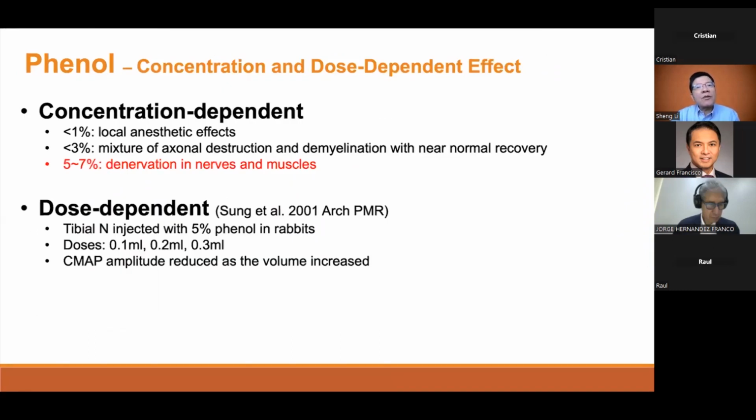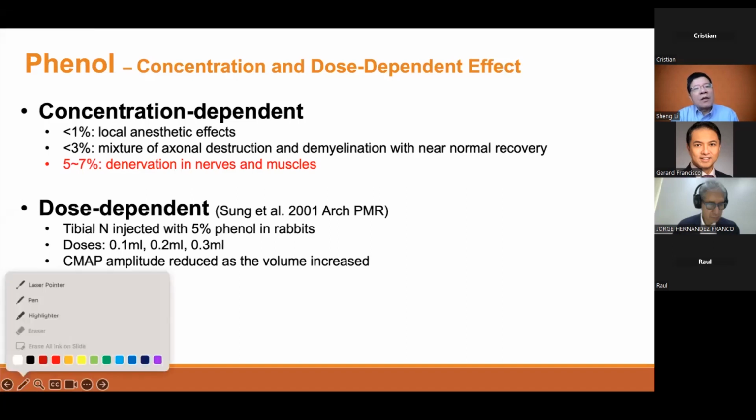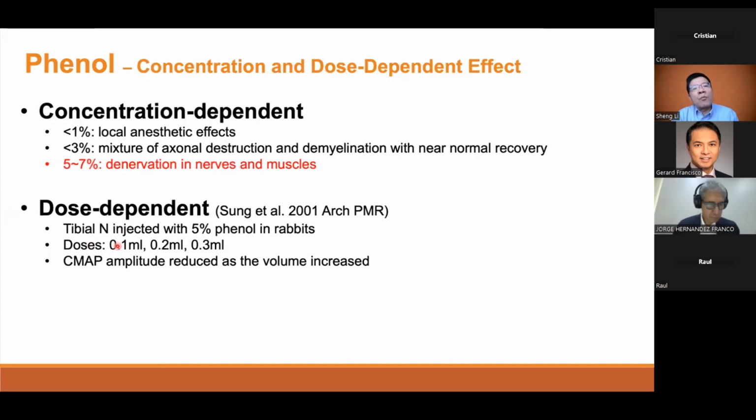So for the concentration, we usually use 5 to 7% phenol concentration for neurolytic purposes, and we have usually heard there's a dose-dependent effect of the phenol neurolysis. However, I wanted to point out here that this is based on the animal study, and please pay attention to here that the dose was very low, only 0.1, 0.2, 0.3. As later I will show you how we use clinically, it's much higher dose than what is used here. I would say we use this concept with caution, that we may have a ceiling effect if we use a higher dose.